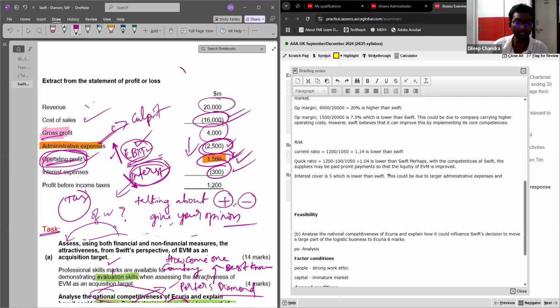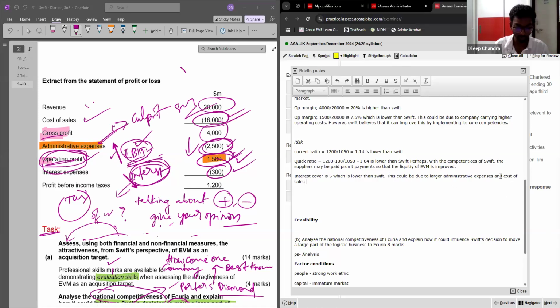20,000 revenue you're getting, 16,000 is going for cost of sales, right? More than half, almost 80%, I believe. So this is also high. So I'll say interest cover is larger than cost of sales.